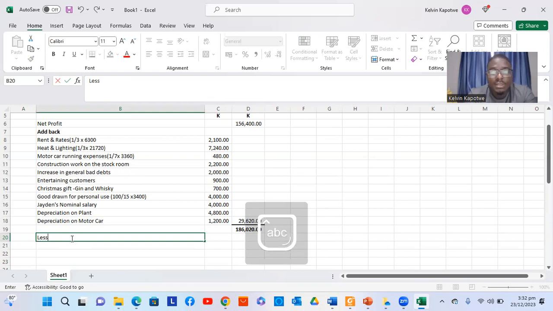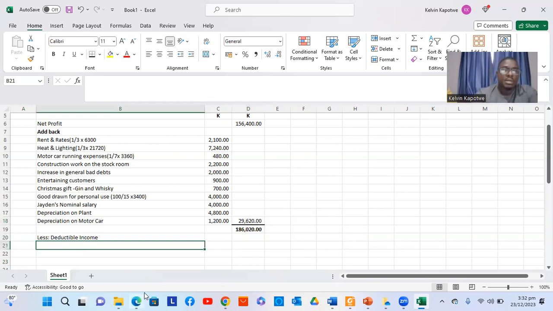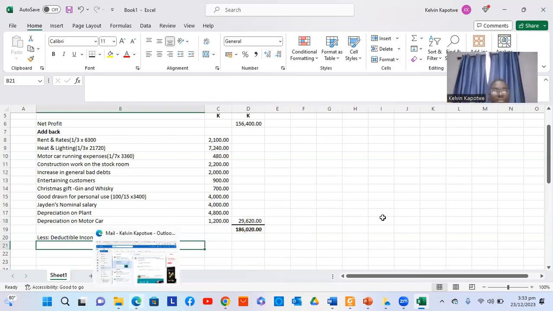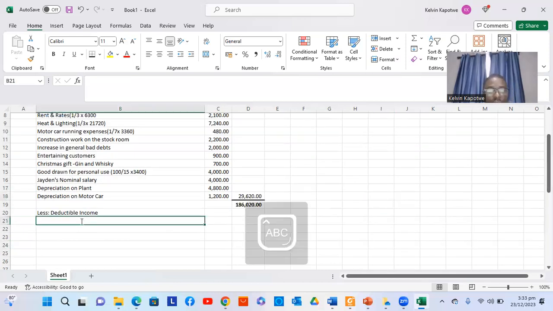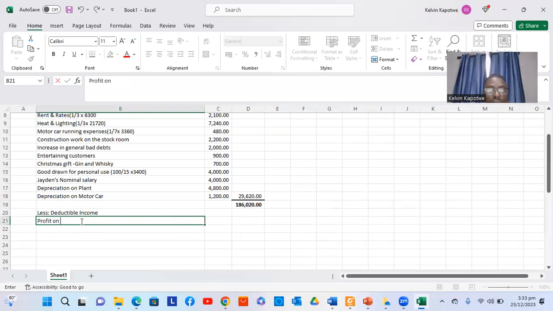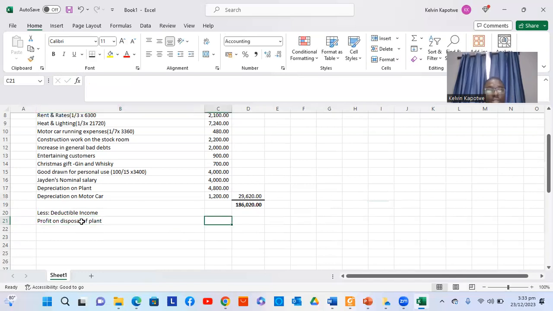Less deductible income. All right, so I'm going to less deductible income there. The first income that I have is profit on disposal of plant. Plant is a non-current asset. As such, the profit on disposal of plant, I'm going to take it off. That was 2,400.